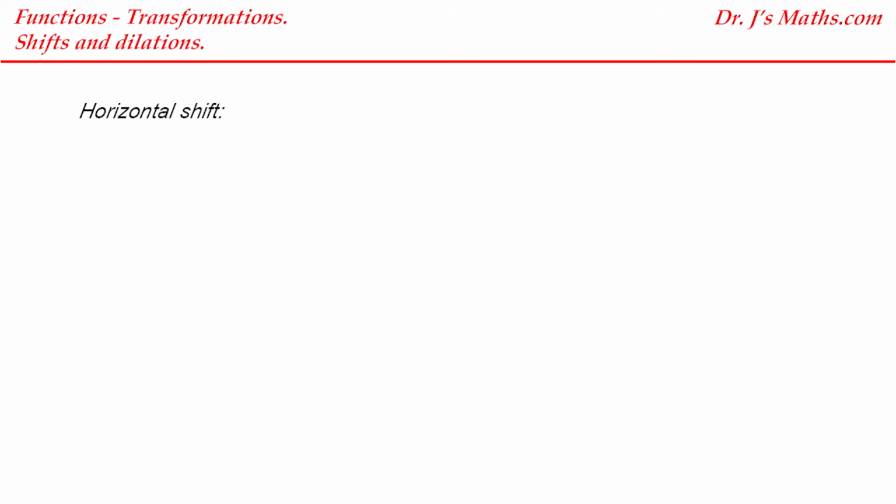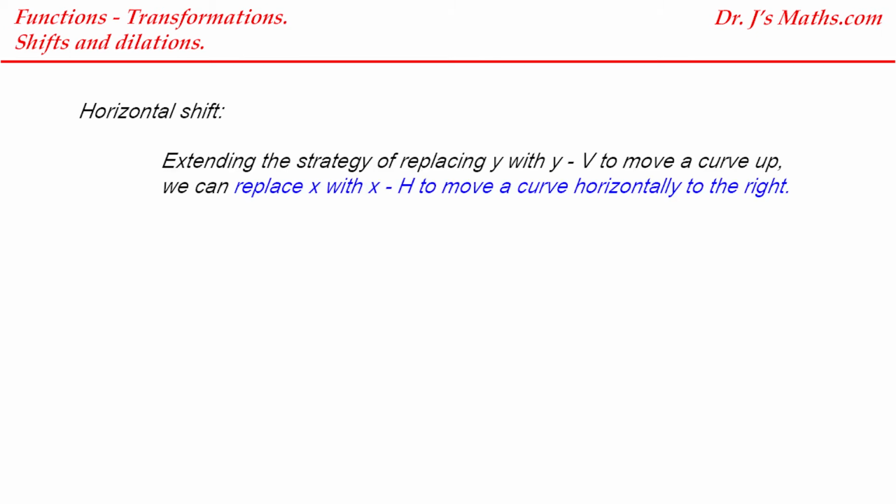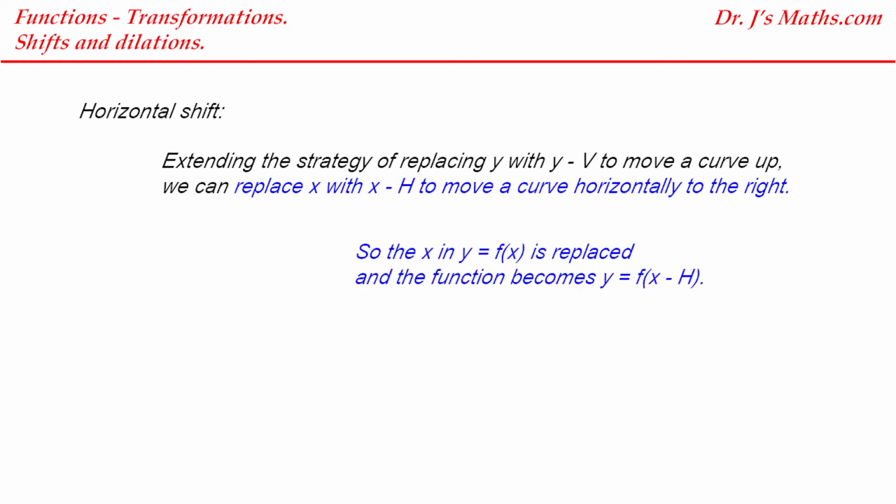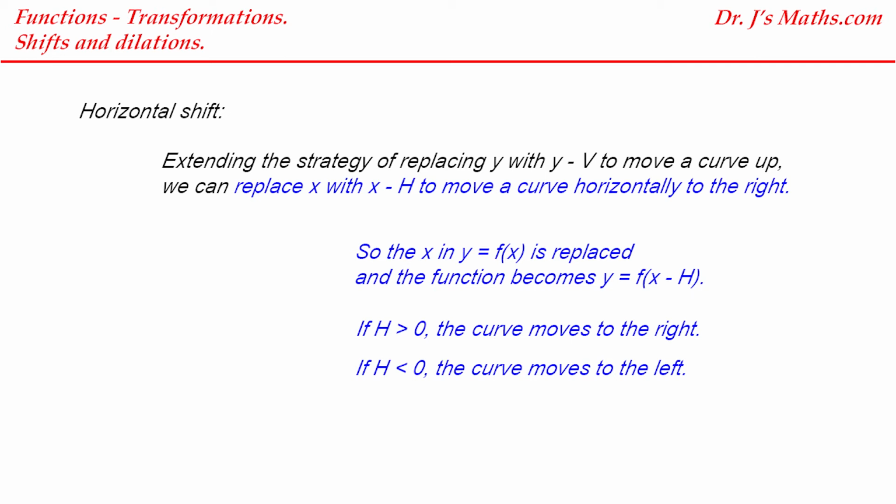The situation for the horizontal shift is pretty much the same. Here we replace the x with x minus h to move the curve horizontally to the right. So the x in y equals f(x) is replaced and the function becomes y equals f(x minus h). If h is positive, the curve moves to the right. If h is negative, the curve moves to the left.